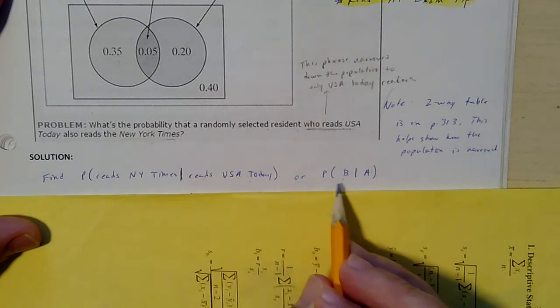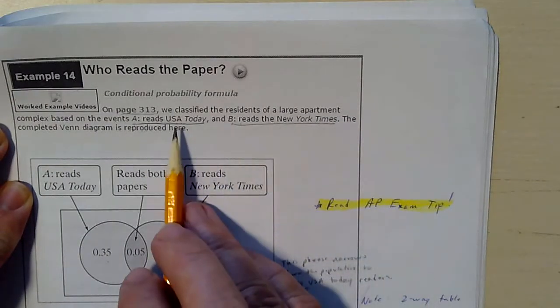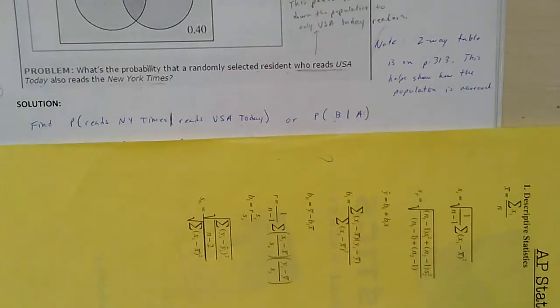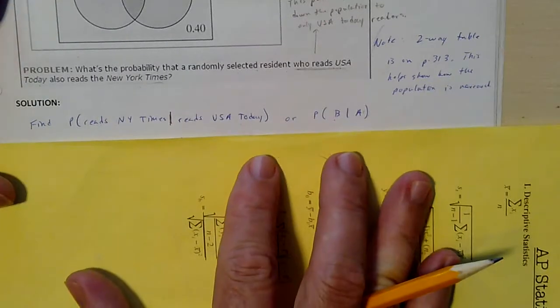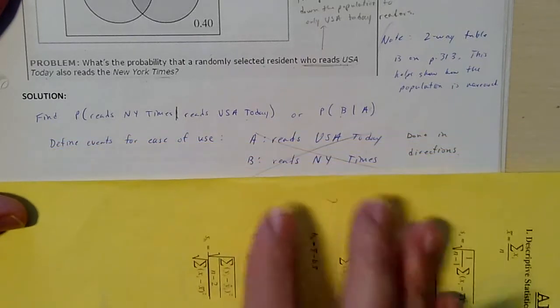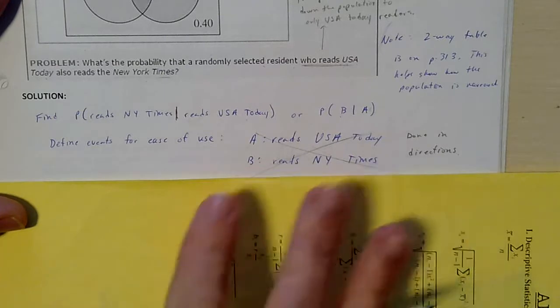Okay. Now, they did define these events, so you could do B given A. Why? Because B was the New York Times and A was USA Today. So we could shorten it up, but I think putting the context in there is good for notes, good for understanding. Okay. All right. So how are we going to figure this out? You can skip this part. I didn't realize that they defined it up there, so I did it there. So skip it.